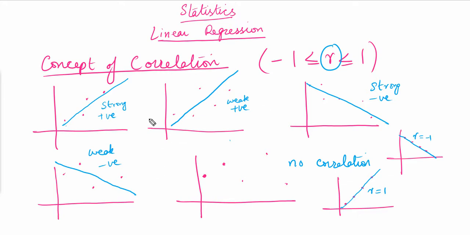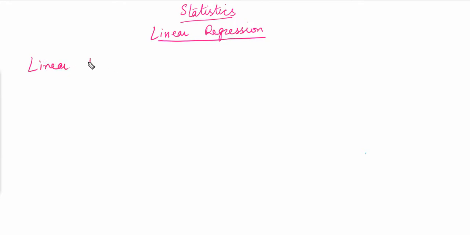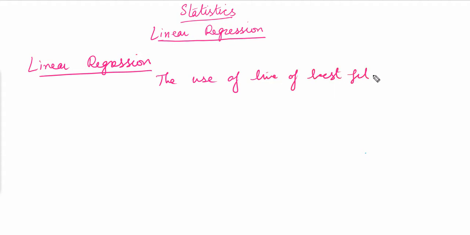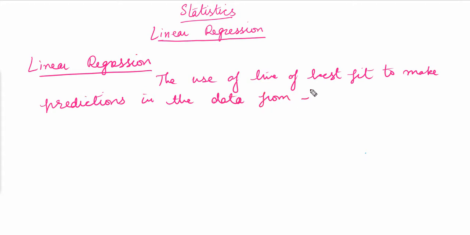Alright, so now we will discuss the concept of linear regression. Linear regression is a similar concept to what we have just discussed, but let's discuss it separately. Linear regression is the use of the line of best fit to make predictions in the data from the scatter plot. This is called linear regression, which is the same as what we have just discussed.